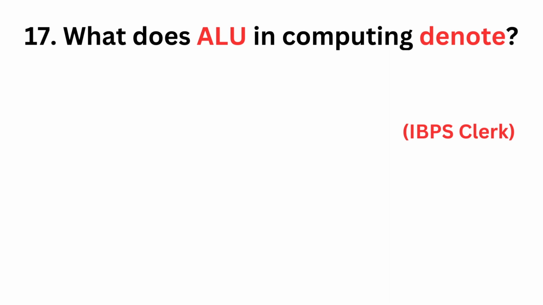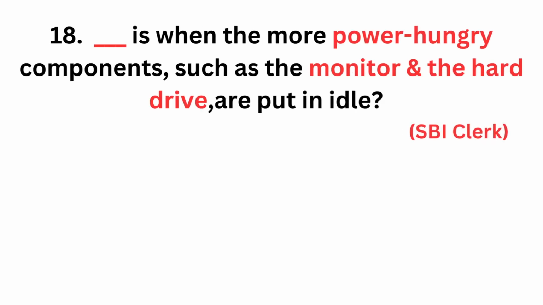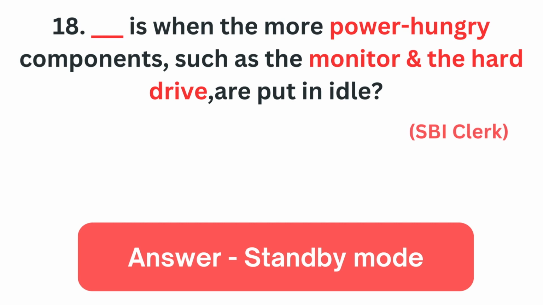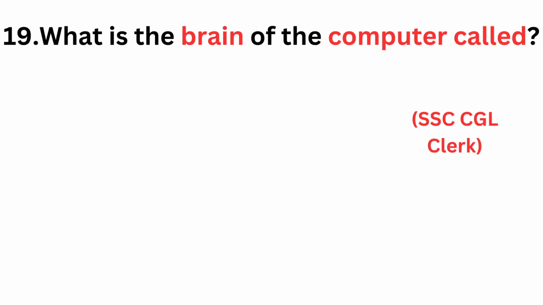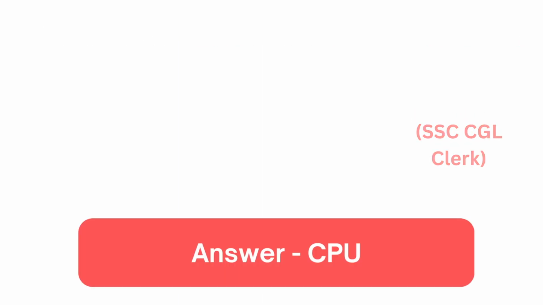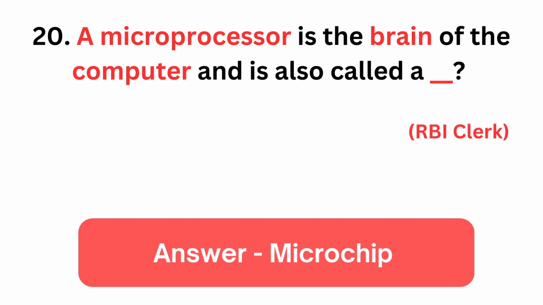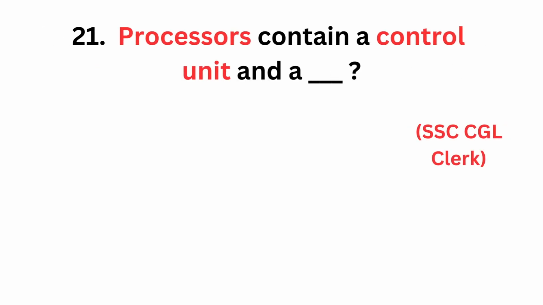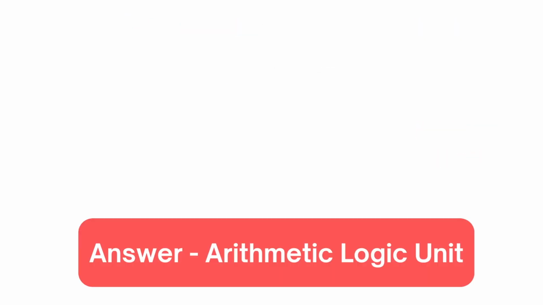What does ALU in computing denote? Arithmetic logic unit. What is it called when the more power-hungry components, such as the monitor and the hard drive, are put in idle? Standby mode. What is the brain of the computer called? CPU. A microprocessor is the brain of the computer and is also called a what? Microchip. Processors contain a control unit and a what? Arithmetic logic unit.